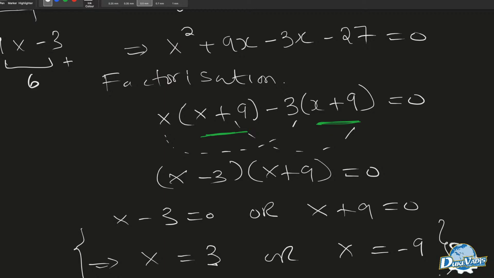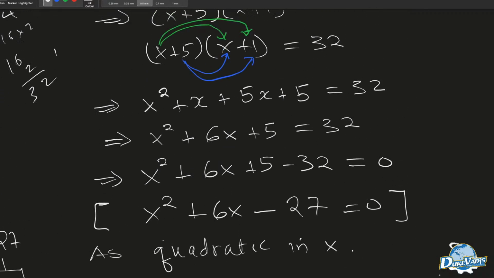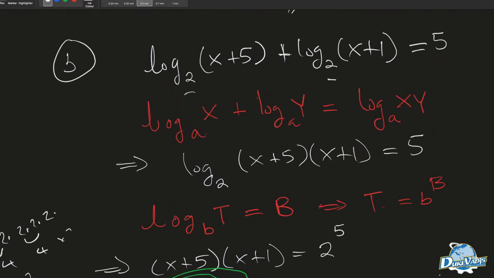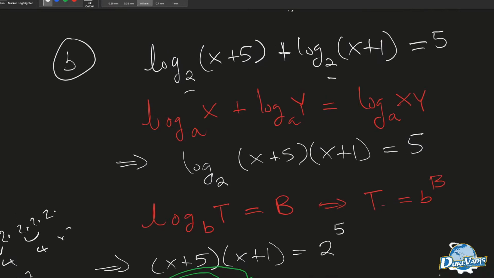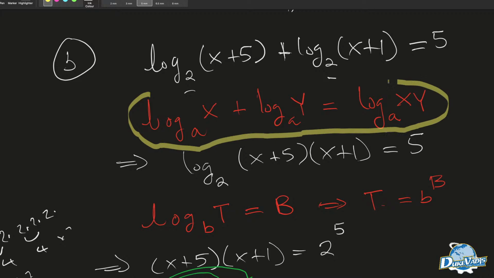So let's go back and have a glance at what we've done so far. When we look at the equation, what do we see? Log to the base 2 of x plus 5 plus log to the base 2 of x plus 1 is equal to 5. Then we reminded ourselves of the equations of logarithm. Because this is the addition property of logarithm, we apply this principle.